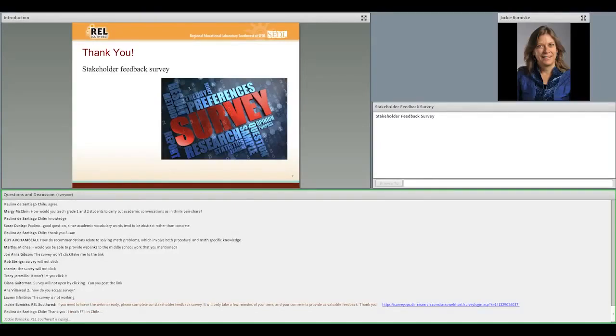Thank you. Excellent, Joan, and yes, I agree. Certainly in Texas, with 80% of ELLs being Spanish-speaking, that would be applicable in most contexts.